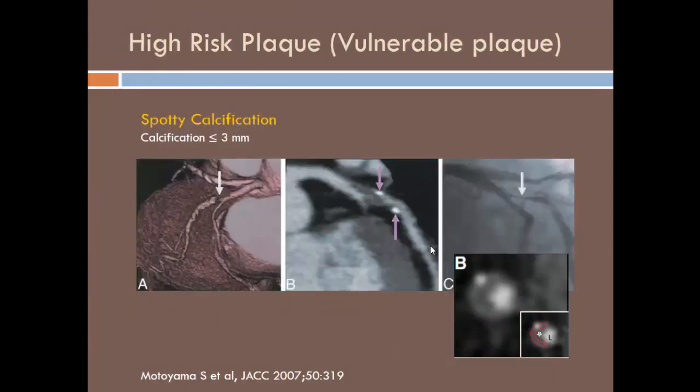And then lastly, the spotty calcification. Calcium of the size of up to 3 millimeters or less is called spotty calcification, and its presence in non-calcified plaques is also an indicator of vulnerability of these plaques. So again, an example here: this is a napkin ring sign along with the spotty calcium.